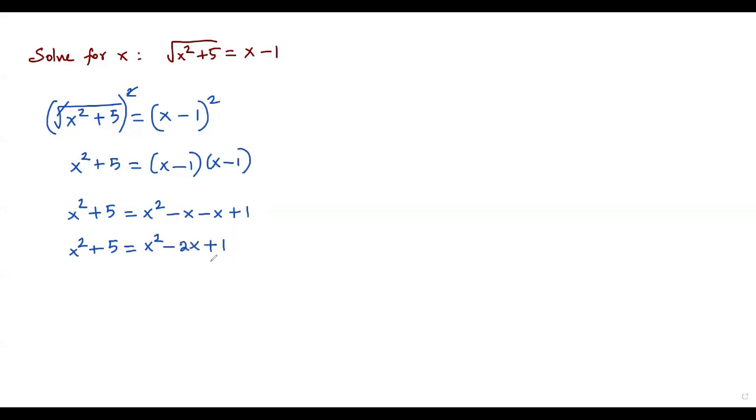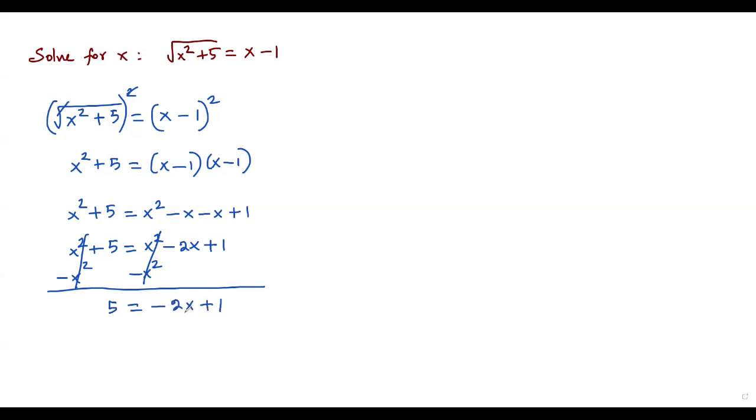Next, I'm going to subtract x² from both sides, because in this equation I find x² on both sides. If I subtract x² from both sides, I can simplify. When I do so, the positive x² and negative x² cancel out, the same thing here. So now I have 5 on the left side. On the right side, I have -2x + 1.